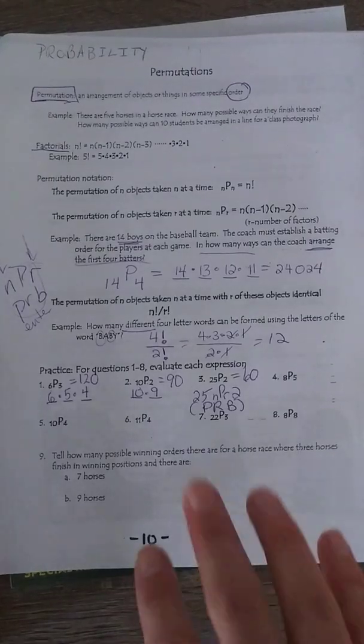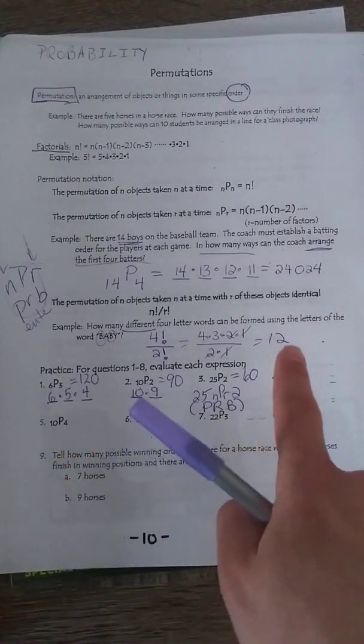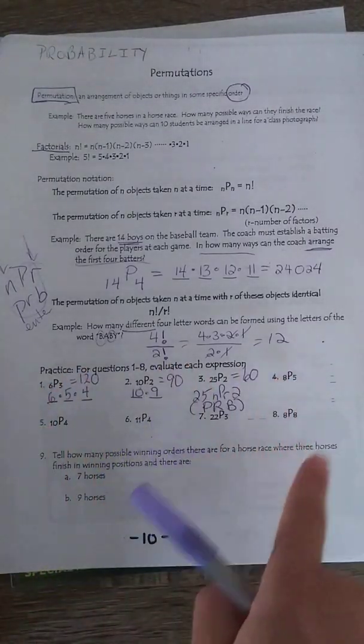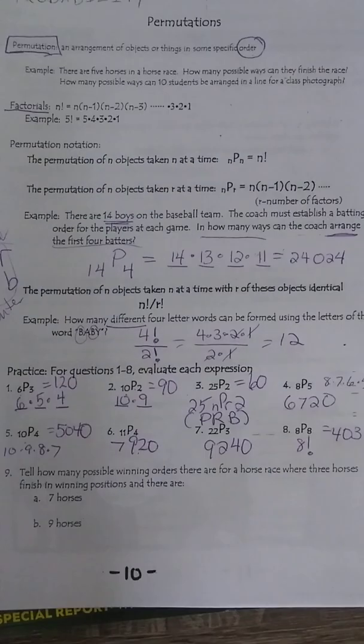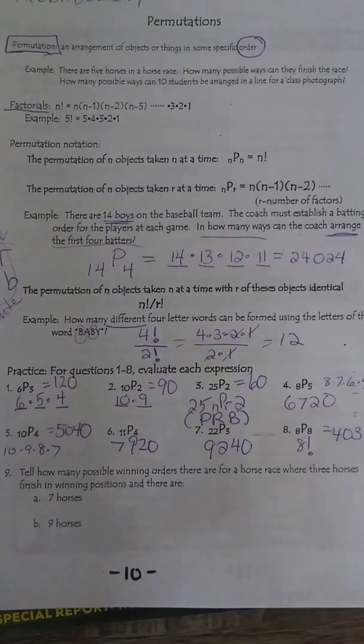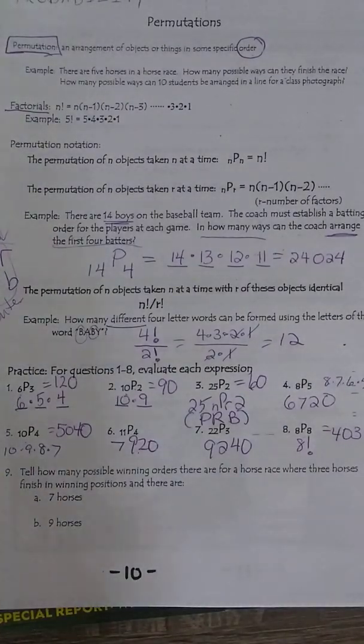Okay, so what I want you to do right now is pause the video and try these 4 through 8 on your own. Okay, here's your answers for those next 4. I'm going to try one more, you're going to try one more, and then we're going to flip this thing over. So on the bottom, tell how many possible winning orders there are for a horse race where 3 horses finish in the winning position, for example. So you have to interpret that.